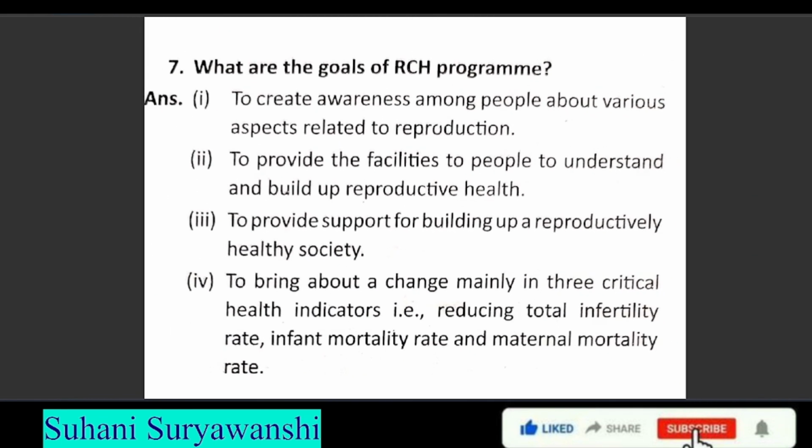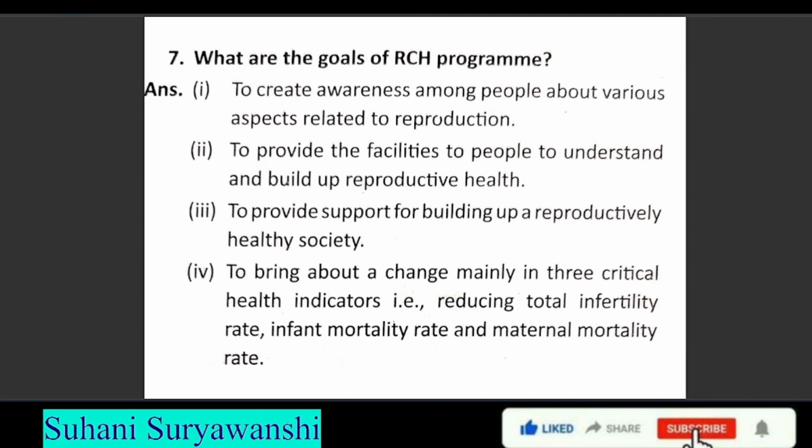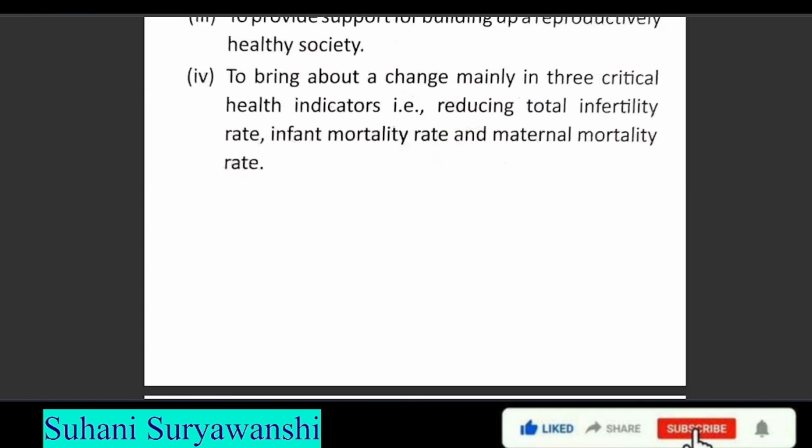What are the goals of the RCH program? To create awareness among people about various aspects related to reproduction, to provide facilities to people to understand and build up reproductive health, to provide support for building up a reproductively healthy society, to bring about a change mainly in three critical health indicators, that is reducing total fertility rate, infant mortality rate, and maternal mortality rate.